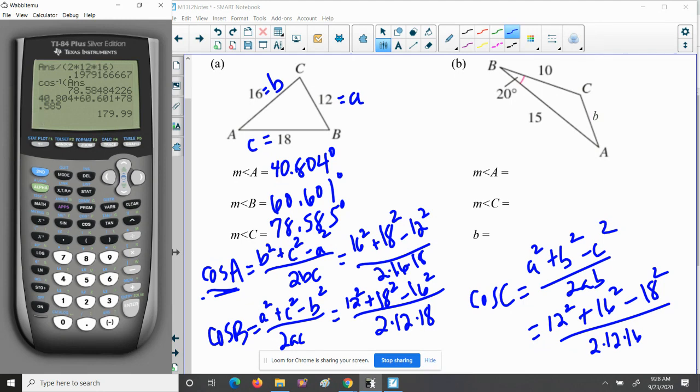So again, you want to be close because we're rounding our answers. It's not going to be exact all of the time. It's not going to be exactly 180, but notice that that's obviously super close. So our answers make sense. So we did this correctly.